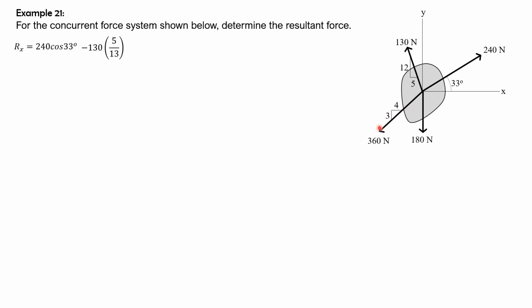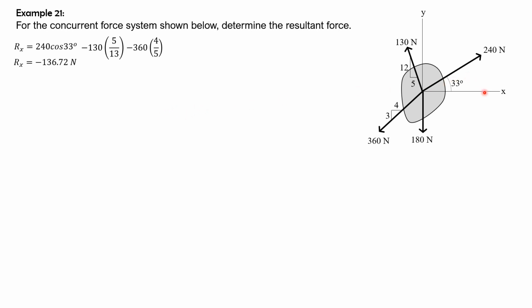The x component of 360 is also negative. So it is negative 360 force, component of distance 4, divide by distance, so we have 3, 4, 5. Of course, the hypotenuse is 5. So minus 360 times 4 over 5. The 100 Newton force is purely downward, so there's no x component. So that's the x component. Computing using your calculator, Rx is equal to negative 136.72 newtons.